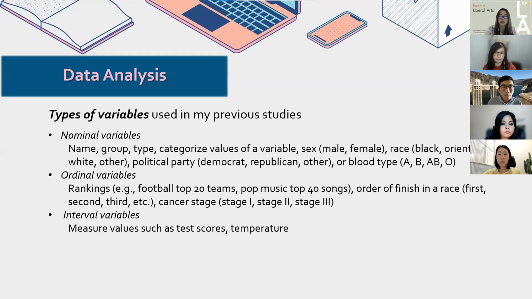And the next one is ordinal variables. These variables are typically used to order or rank values of variables in addition to naming the values. Ordinal scales have all the characteristics of nominal variables, but in addition, they order or rank the data. Some other examples of ordinal scales are ranking, order of finish in a race, or cancer stage.